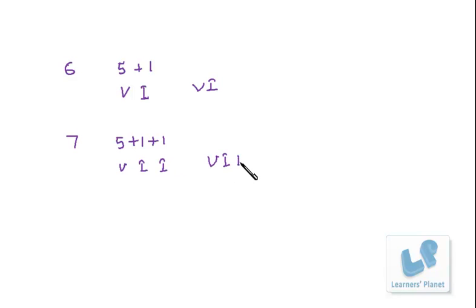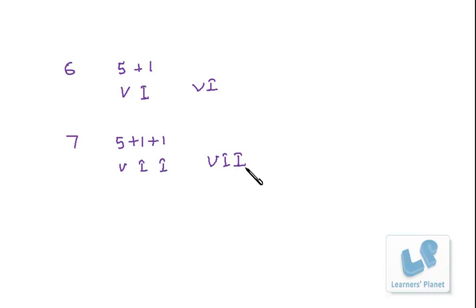Suppose I have a number 6. Okay, I wish to represent this 6 in Roman numerals. Now 6 is what? It's 5 plus 1. Now in Roman numbers, 5 can be written as V and 1 can be written as I. So the representation of 6 is VI. Okay. Now suppose I wish to write 7, then it is 5 plus 1 plus 1. That means VII.